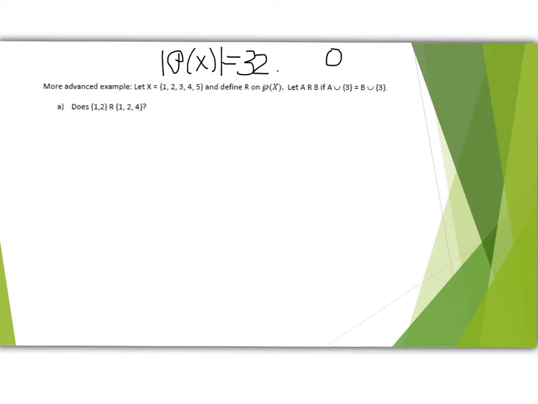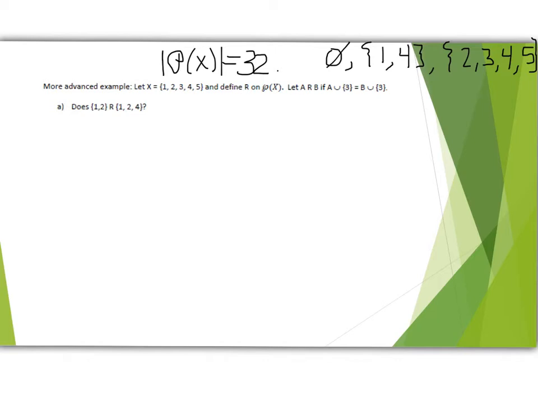So an example of one of those elements would be the empty set. An example of another of those elements would be the subset {1, 4}. An example of another one would be {2, 3, 4, 5}. So there are 32 of them, and we are going to define a relation on them that A relates to B if when I take the set A and union it with {3}, it's the same as if I take the set B and union it with {3}.